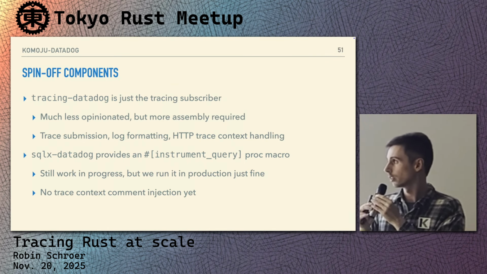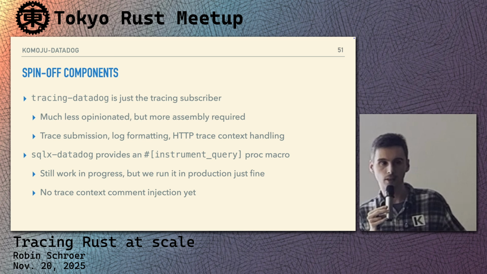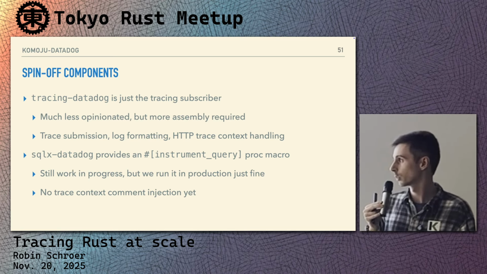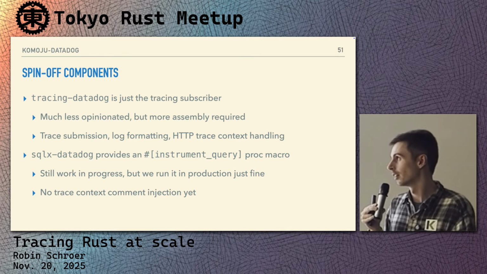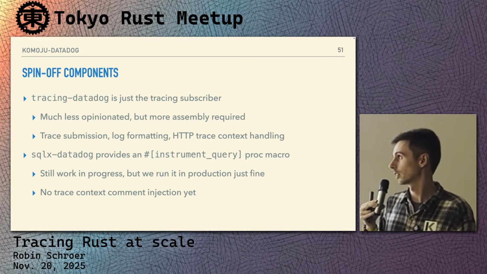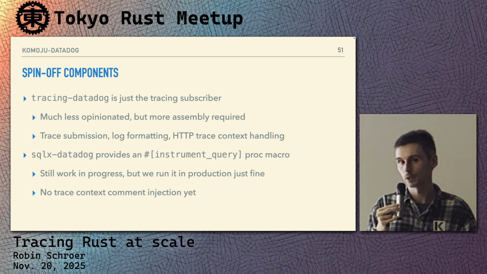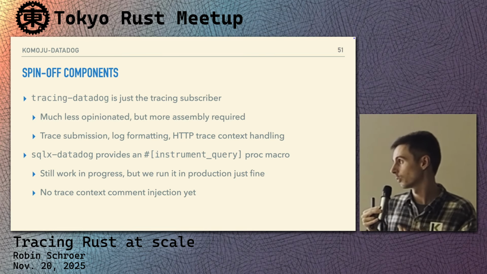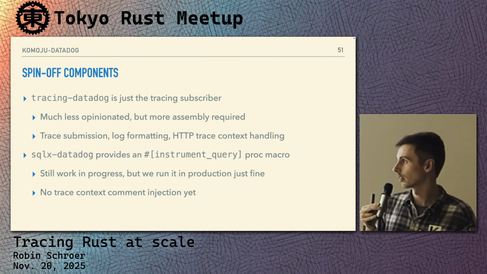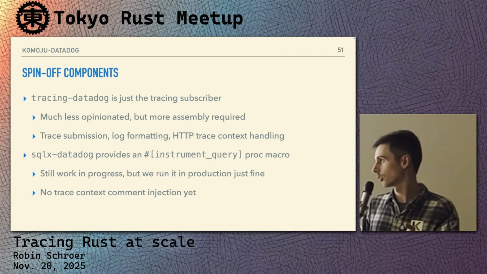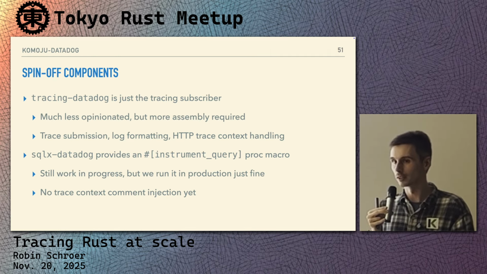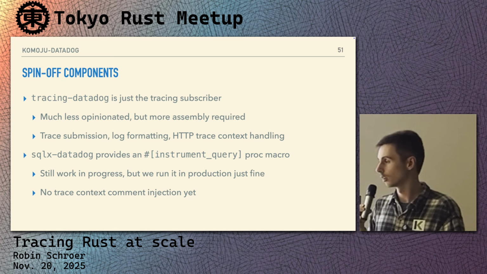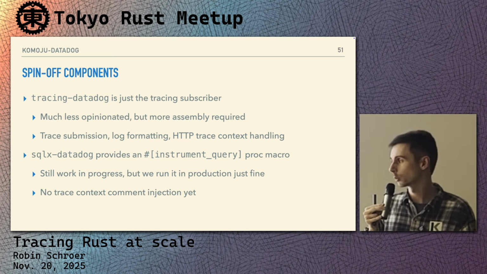There's a few spin-off components. I mentioned it's quite opinionated. Right now it supports specifically ECS because we use that. So if you're not a fan of that, we do have tracing Datadog separately, which is just the tracing subscriber. It gives you all the trace submission, the log formatting, and the HTTP trace context handling, but it doesn't do anything else. All the tagging and everything is up to you. You can craft a different developer experience.